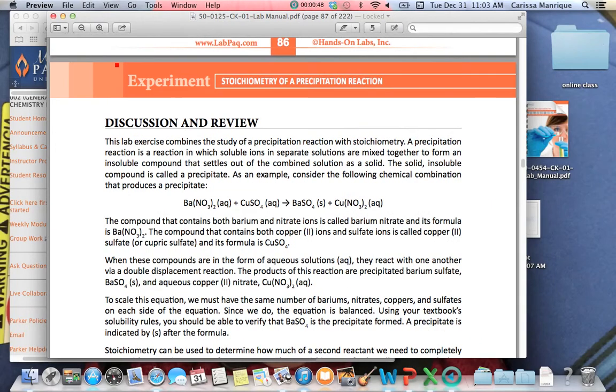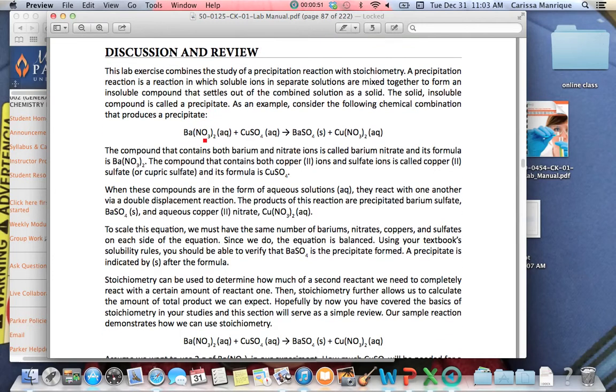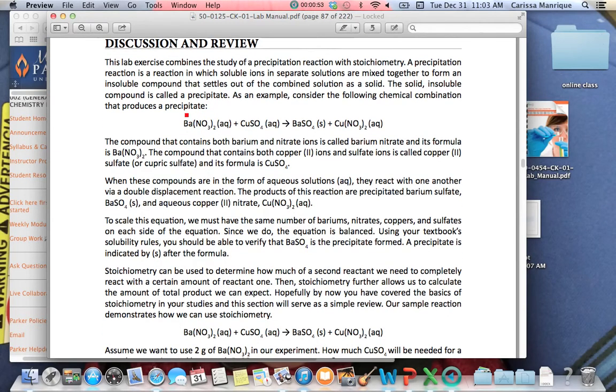Okay, so let's look at this. Here's the reaction we're going to be doing here. Okay, we have barium nitrate. Okay, and we're going to react that with copper sulfate. Okay, and then we're going to get barium sulfate and copper nitrate.